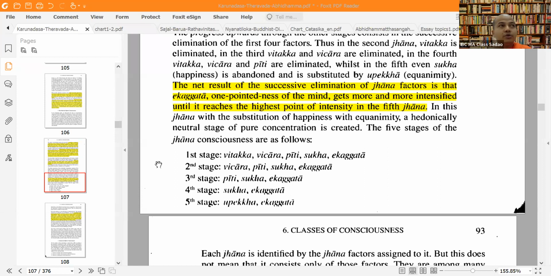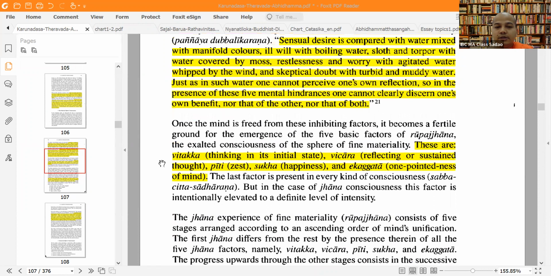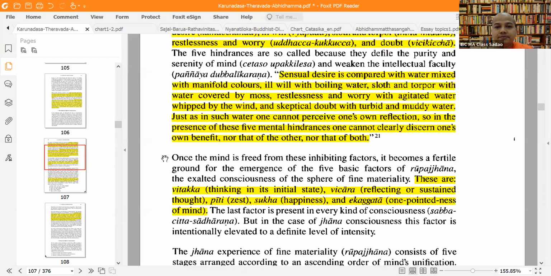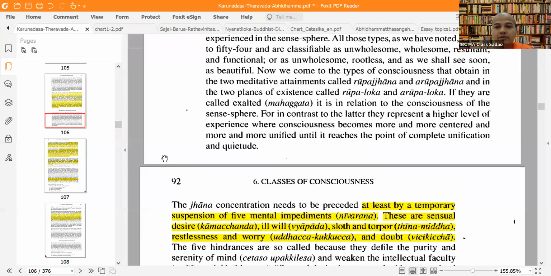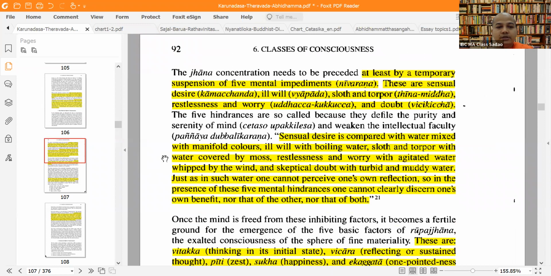So before going into the discussion of Arupa Avachara Chittas, I'd like to mention a few things from Professor Karunadasa's text with regard to the Rupa Vachara Chittas. So these are some important points to be noted.